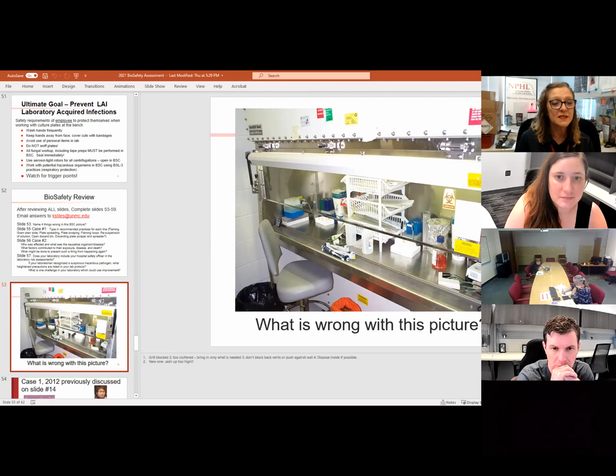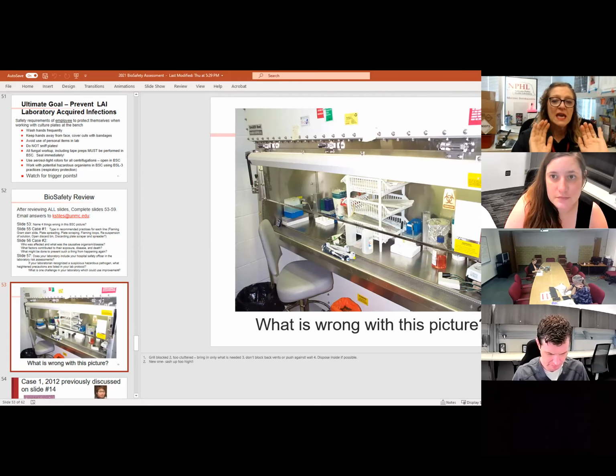What is wrong with this particular biosafety cabinet? Obviously, there are things right on the grill. The grill is obviously your best protection. That air that blows from the HEPA filter inward, into the biosafety cabinet, is for you to be protected. And so if you've got something right on that biosafety cabinet grill, you're going to have a breach there. That's where air can seep out toward you. And obviously that is not what we want.